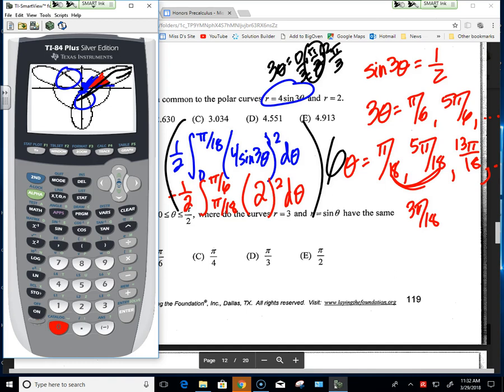Does that make sense? Oh, because pi over 18 was the first intersection point, setting these two equal. Pi over 18 was the first, so that's where they hit. So as you go from, let me try to zoom in, Dylan, real quick, because the picture is kind of zoomed out. I'm sorry.